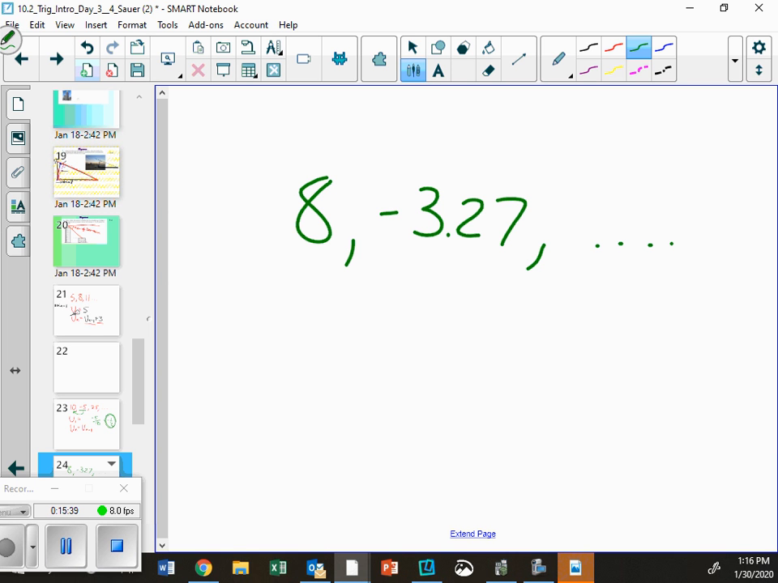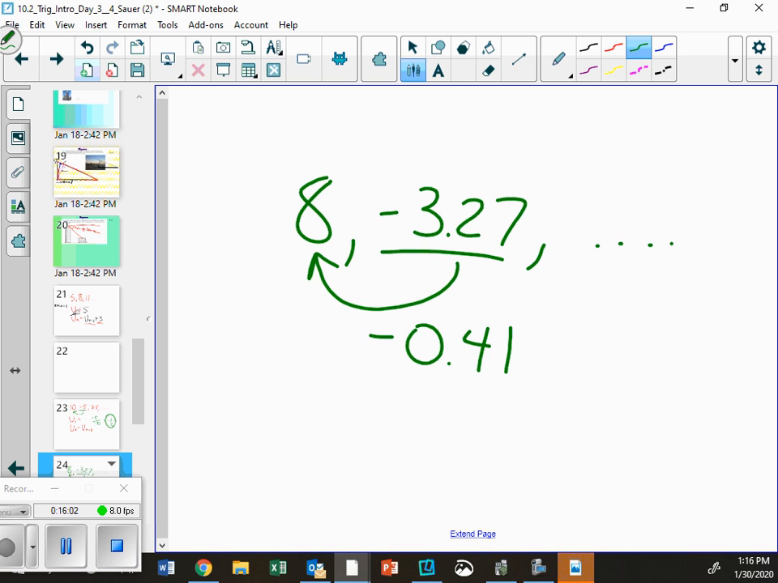Yes? It's negative 0.4. Is it what it rounds to, or is it exactly 0.4? 0.41. Okay, let's use that. How many of you got an answer that would have rounded to that? Okay, good. So all you got to do is take the second one, divide it by the first one. It's a ratio. That's why we call it the common ratio.